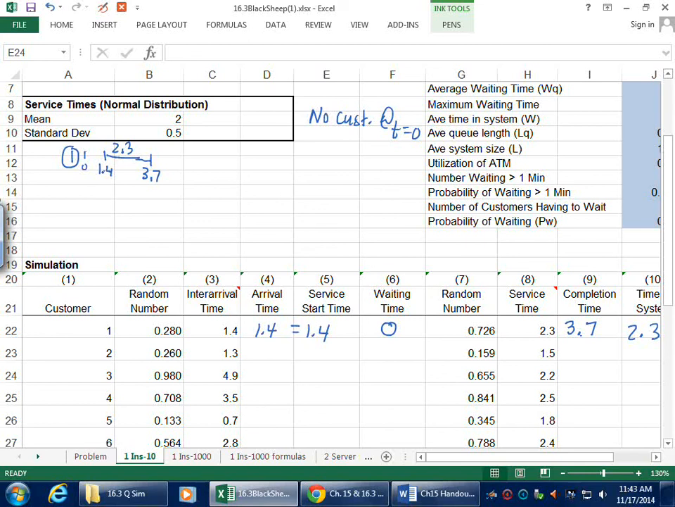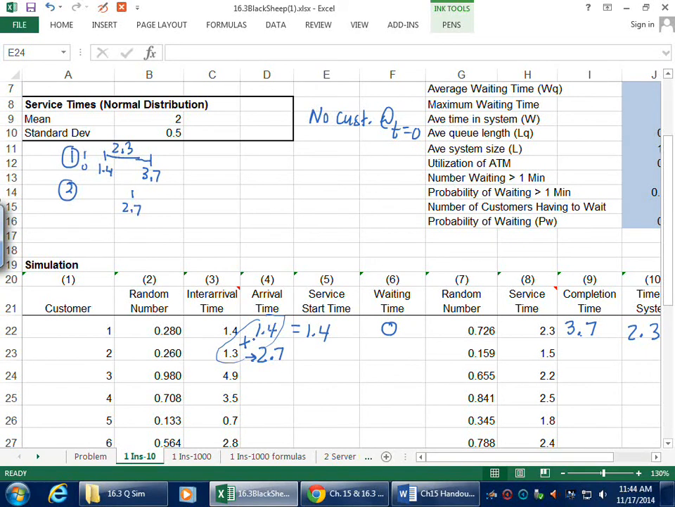Okay, so it's pretty easy, right? Maybe we do the first 5. So we do the second one. The second scarf comes 1.3 minutes after the first one. So it's 1.3 plus 1.4, which gives us 2.7. So 2.7 minutes into the simulation, the second one comes, somewhere over here.